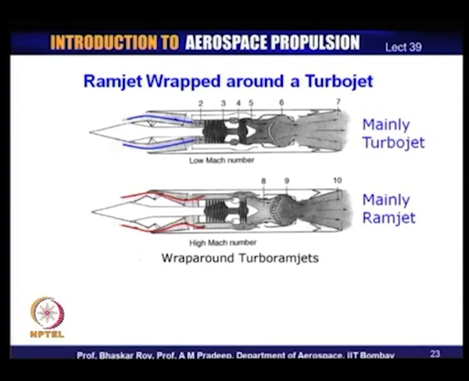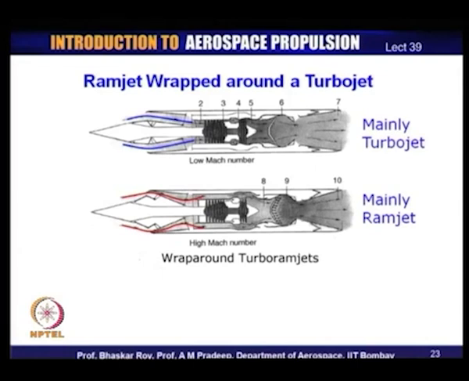So, the concept is that if you combine a turbojet with a ramjet, the turbojet will help it take off, take it to some high altitude and at some high Mach number, and from there onwards the ramjet would take over and take it to hypersonic speeds. So, these are concepts which people are working on, and it is simply referred to as a wraparound turbo ramjet, where a ramjet is essentially wrapped around a turbojet. So, the outer annulus is essentially a ramjet and the inner core is a turbojet, a normal turbojet.